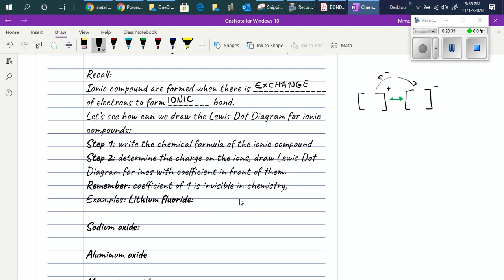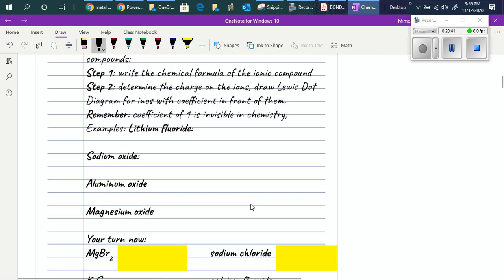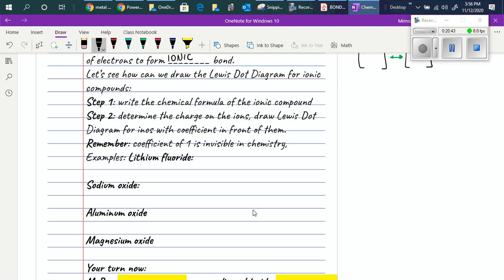So now, when we are writing the Lewis dot diagram for an ionic compound, what we have to keep in mind is that we write the chemical formula of the ionic compound, determine the charges, and then we use the coefficient. Remember that the coefficient of 1 in chemistry is invisible. So let's see, lithium fluoride.